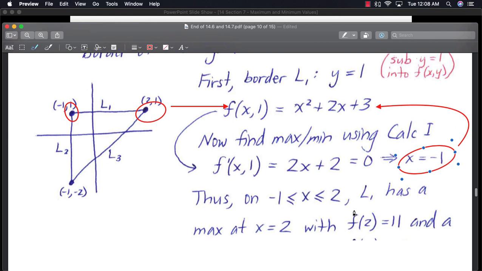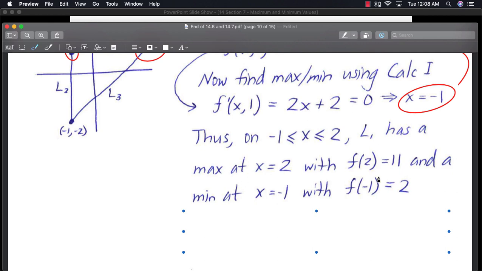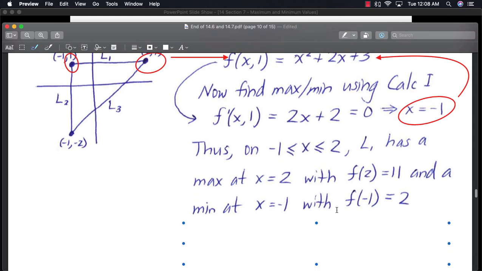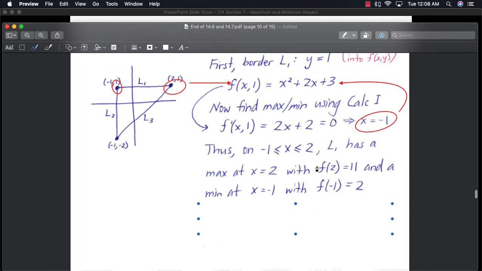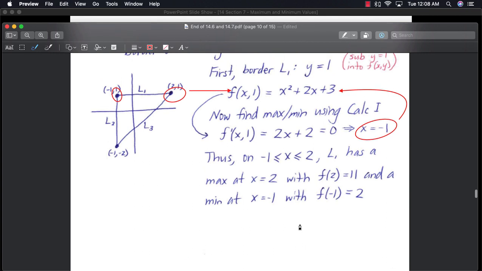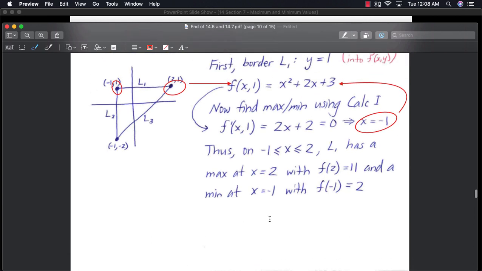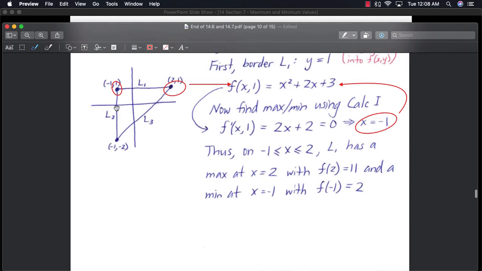Now we plug it in. We end up getting a max at x equals 2 with f of 2 equal to 11, and a min at x equals -1 with f of -1 equal to 2. Now that's just the first border. That's just L1. So let's go ahead and move on to L2. That's this guy right here.